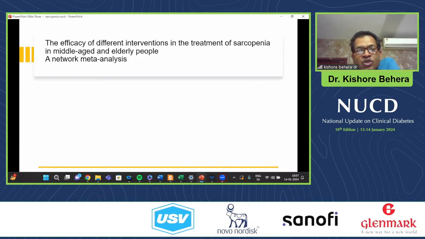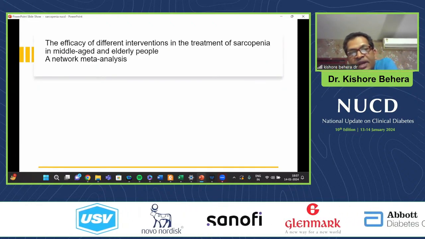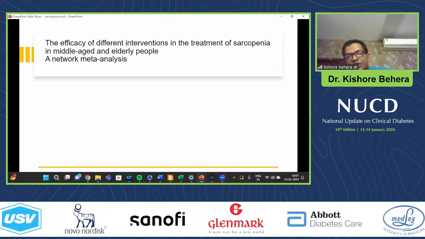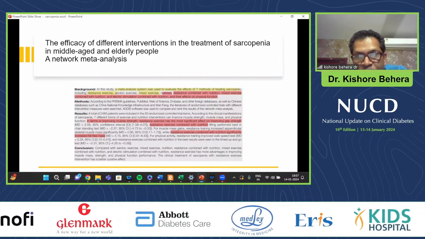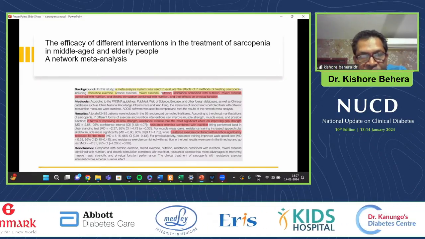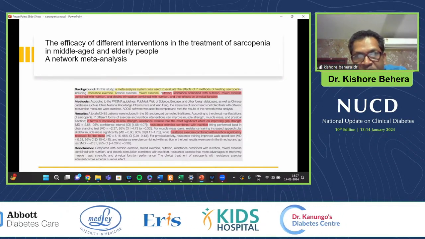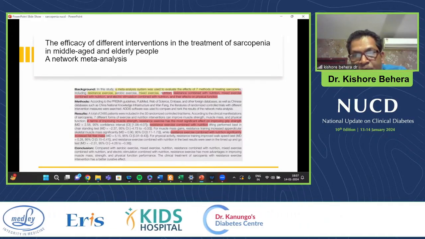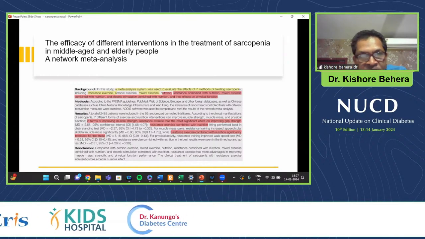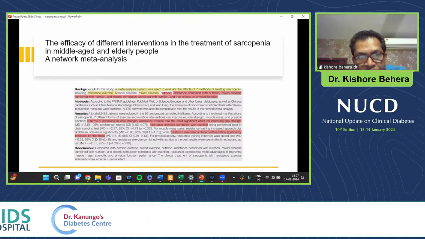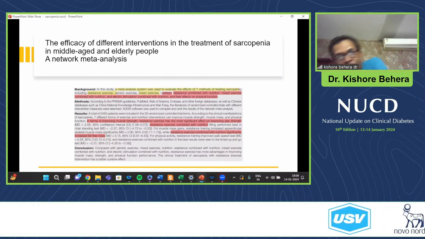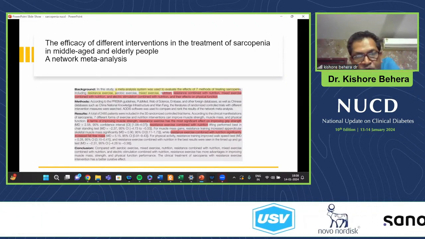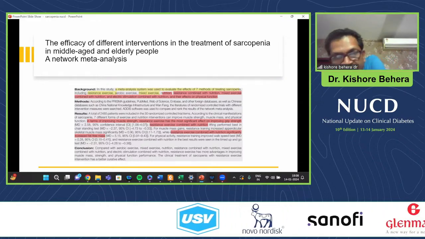Now coming to the most important, which is exercise and diet, which has a lot of meta-analyses. I will be giving only one. This covers seven methods of treating sarcopenia, including resistance exercise, aerobic exercise, mixed exercise, nutrition, resistance combined with nutrition, mixed exercise combined with nutrition, and electric stimulation combined with nutrition, and their effect on physical function. This is 2,485 patients.